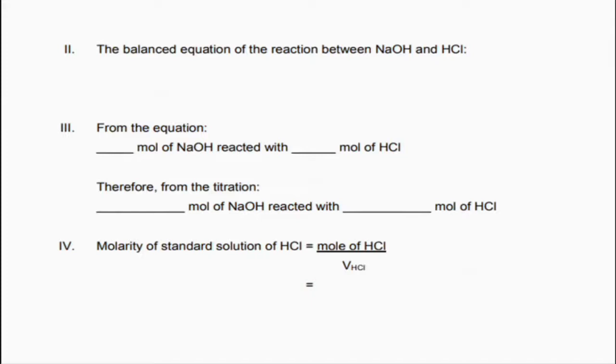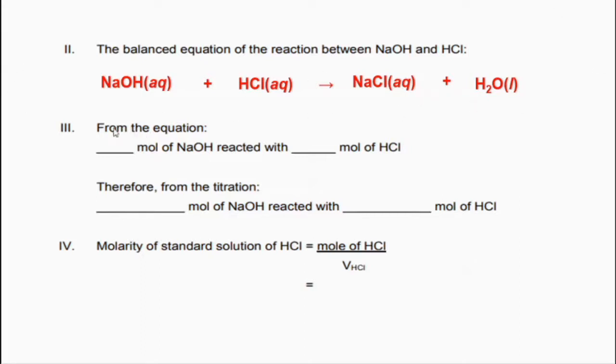Next, we are going to write the balanced equation of the reaction between sodium hydroxide and hydrochloric acid. Aqueous sodium hydroxide reacts with aqueous hydrochloric acid. Since sodium hydroxide is a base and hydrochloric acid is an acid, acid reacts with base, so it is a neutralization reaction, and we get aqueous sodium chloride and water. And this is the balanced equation for this reaction.